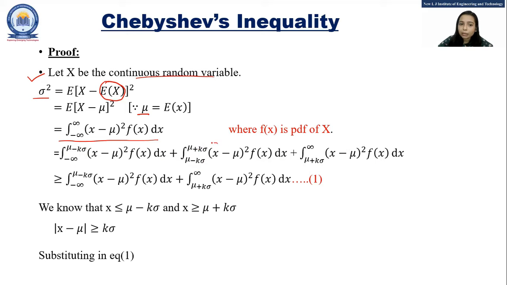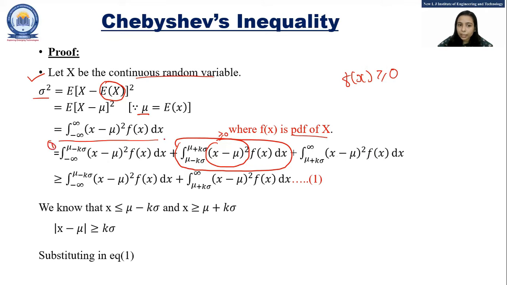See, over here x minus mu square is always greater than or equal to 0, that is a positive term. And f of x is always greater than or equal to 0 because f of x is nothing but the PDF of the random variable x. So we can say that this second term is always greater than or equal to 0. So the summation of these three terms is always greater than or equal to the summation of the first and the third term.